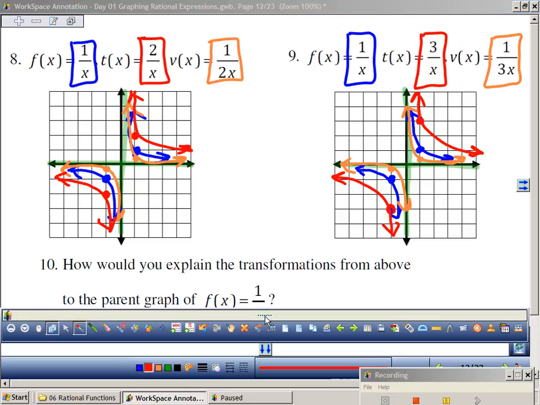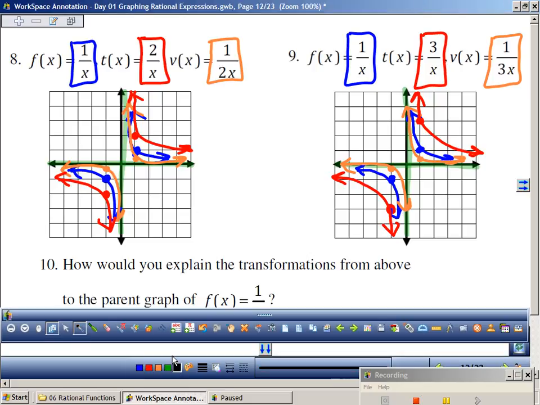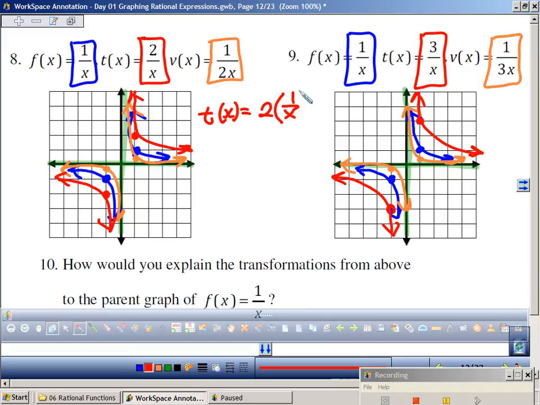Okay, I'm going to show you just a couple more things before we move on. So I would rewrite this one, the T of x, like this. Isn't it twice 1 over x? Because it jumps up, the reference point jumps up 2.